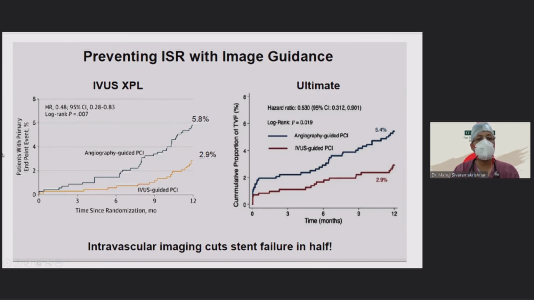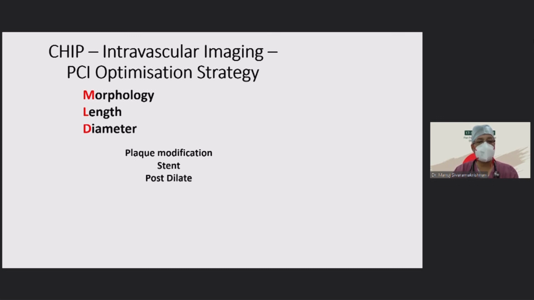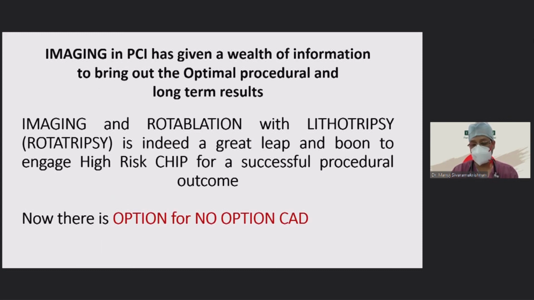We know that the IVUS as well as the OCT images distinctly improve the stent apposition: the MLD, the morphology, the length and diameter, understanding the plaque modification techniques, stenting and post dilatation, finally leading to MAX, or the check for the medial dissection, apposition and expansion, which is the new concept evolving in image guided PCI, from MLD to MAX, and that was amply illustrated in this case.